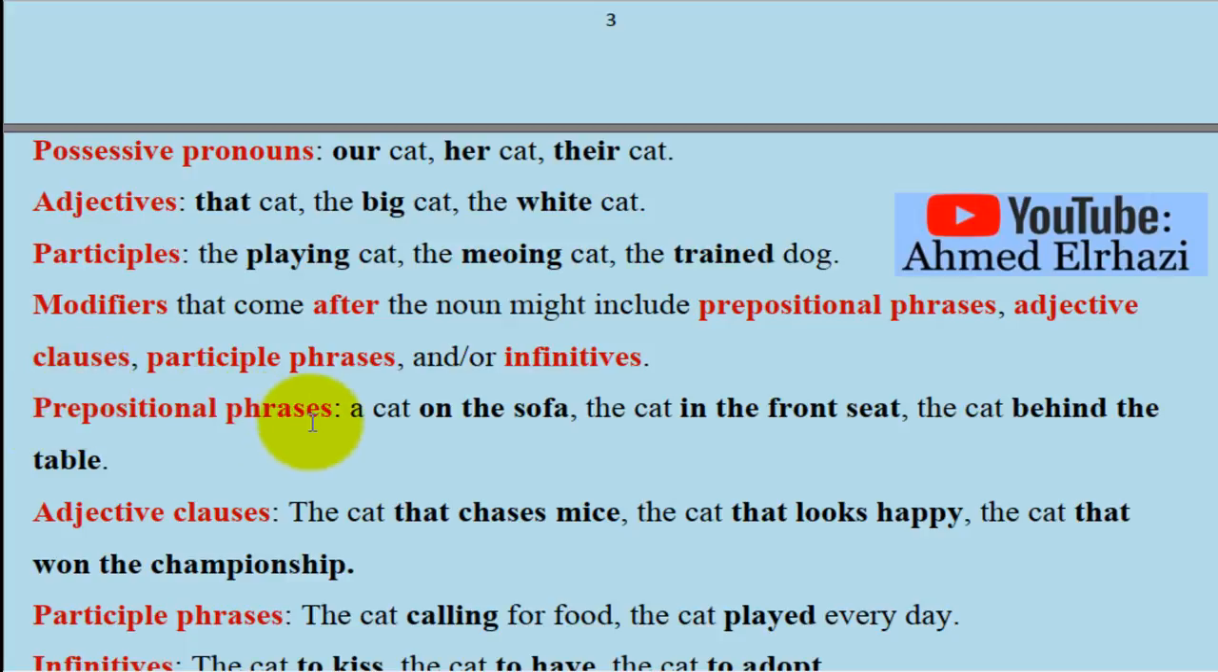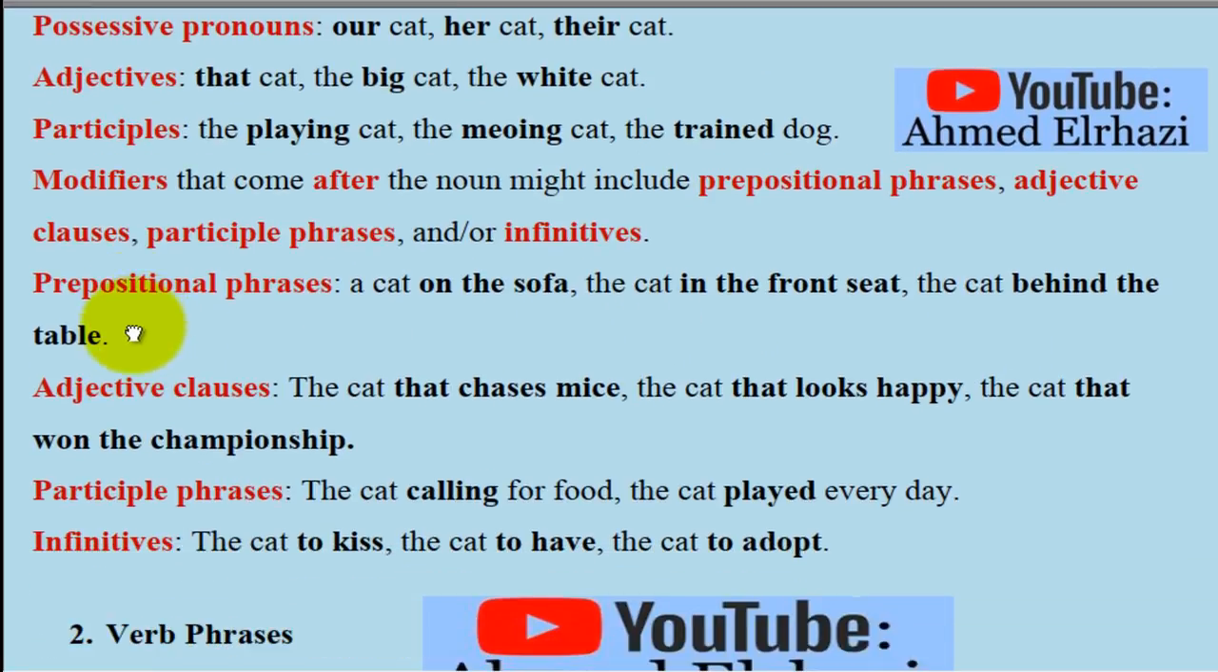Prepositional phrase examples: a cat on the sofa. Look, on the sofa is called a prepositional phrase. Then where the cat in the front seat. In the front seat is all a prepositional phrase. The cat behind the table. Behind the table is again a prepositional phrase.